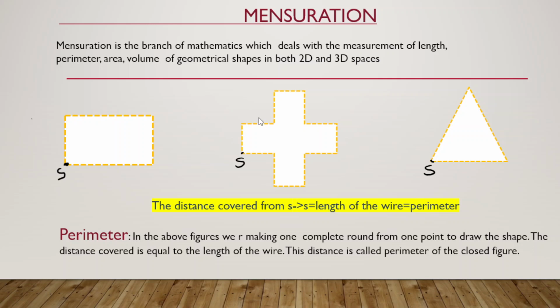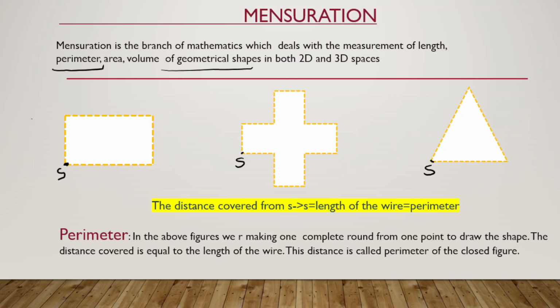Today we are going to talk about mensuration. Children, do you know what is mensuration? Mensuration is the branch of mathematics which deals with the measurement of length, perimeter, area, volume of geometrical shapes. You know that squares, rectangle, triangle, all these are geometrical shapes in two-dimensional, and cube, cuboid, sphere, all these are three-dimensional shapes.